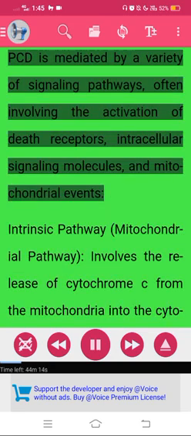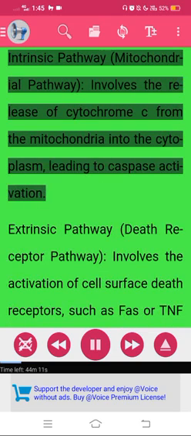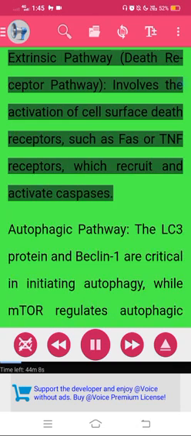PCD is mediated by a variety of signaling pathways, often involving the activation of death receptors, intracellular signaling molecules, and mitochondrial events. Intrinsic pathway. The mitochondrial pathway involves the release of cytochrome C from the mitochondria into the cytoplasm, leading to caspase activation. Extrinsic pathway. The death receptor pathway involves the activation of cell surface death receptors, such as FAS or TNF receptors, which recruit and activate caspases.